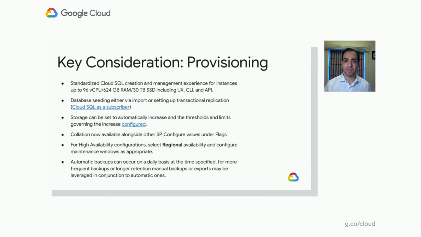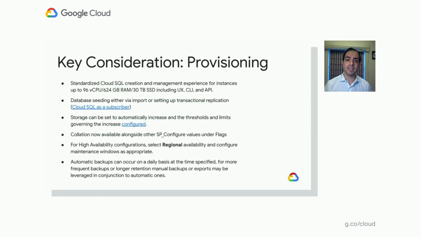Additionally, you can set a number of different options, just as you would with SQL Server on-prem. So if you're familiar with using the stored procedure sp_configure, you'll know that you can set a lot of those same settings in our console and via our APIs with the different options that we allow under flags. That includes collation, which is now available as well.